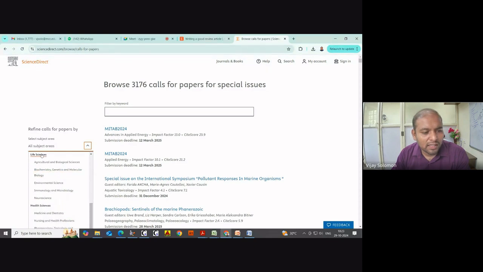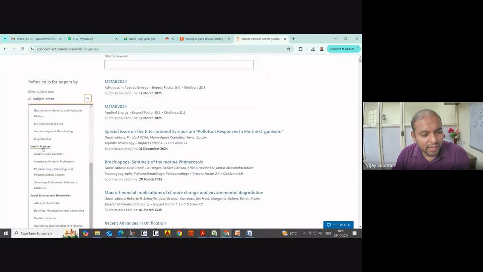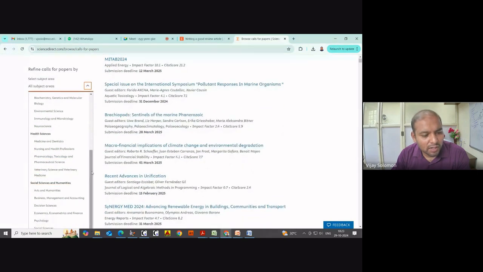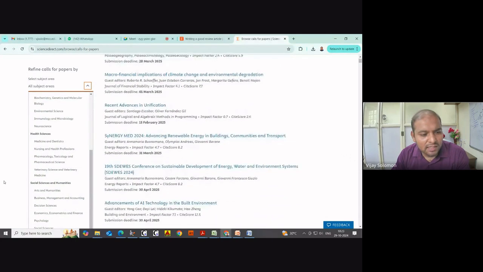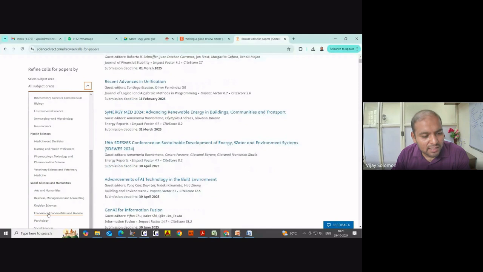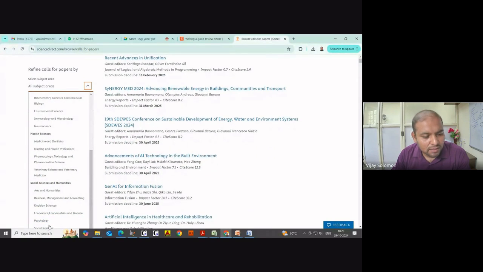Look at the second option, which is the life sciences. We call this botany. They say agriculture and biological sciences, biochemistry, genetics and molecular biology, environmental science, and neuroscience. Then they have a separate category for health science: medicine and dentistry, nursing, toxicology, pharmaceutical science, veterinary, and so on. When it comes to social sciences, you have arts and humanities, business, management, accounting, decision sciences, econometrics, finance, psychology, social sciences. So that's the last one.